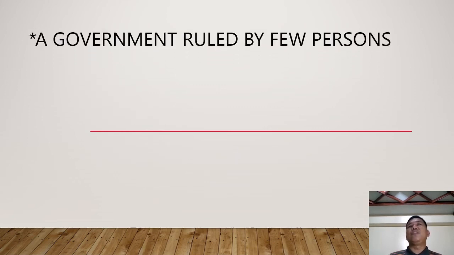Then there is also this government ruled by few persons. Example is oligarchy. Oligarchy are the few chosen rich people. They are the oligarchs. Usually they run business, they run the economy. That's the oligarchy. And during the State of the Nation address of President Duterte in the fourth Monday of July of 2020, he made mention of the oligarchs.